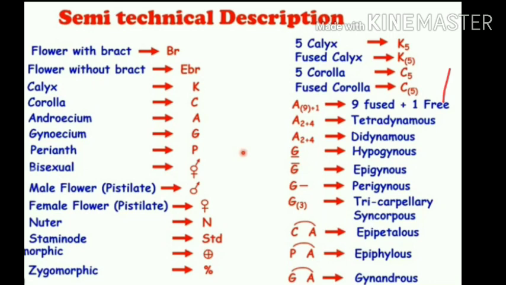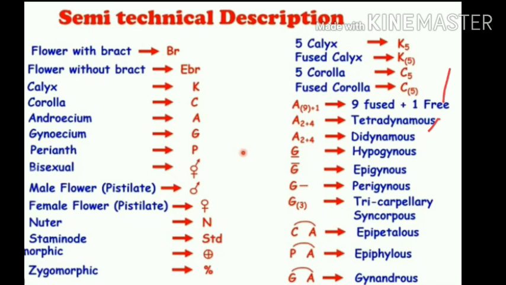Next, A2 plus 4, which means the androecium is present with 2 in the center and 4 in the periphery, which is said to be tetradynamous. Next, there is also a representation said to be didynamous, which is 4 at the center and 2 at the periphery.